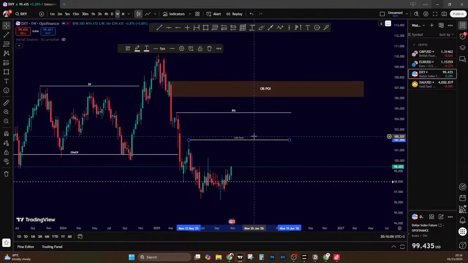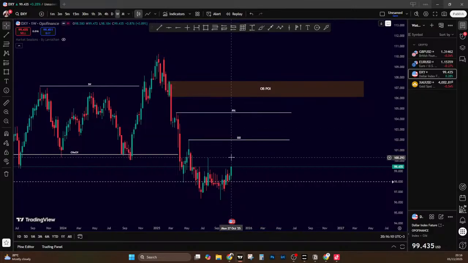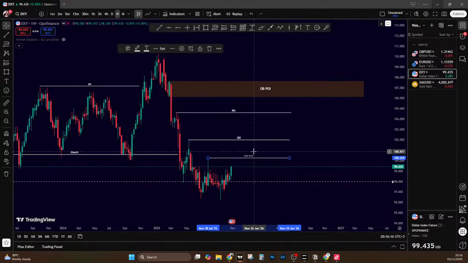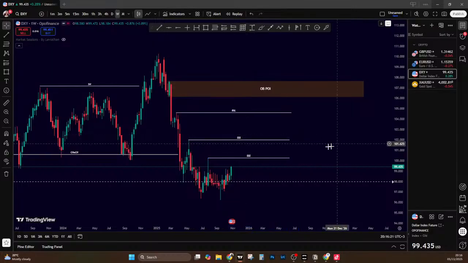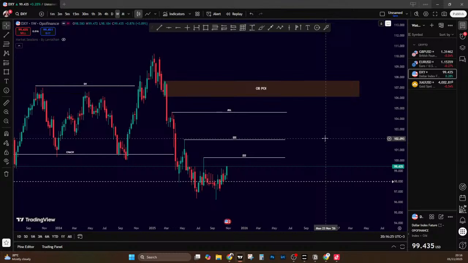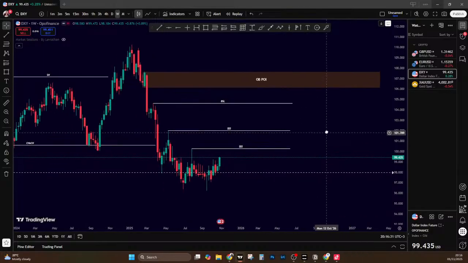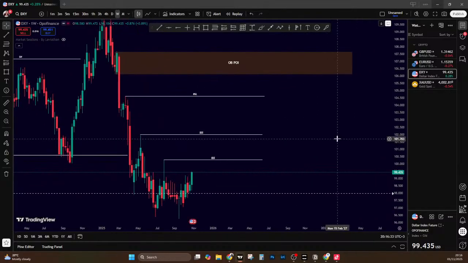Okay, this is liquidity over here. This liquidity over here. You see this? This liquidity over here. And that is why you see this impulsive move. That is why gold is selling. That is the main reason why gold is selling.